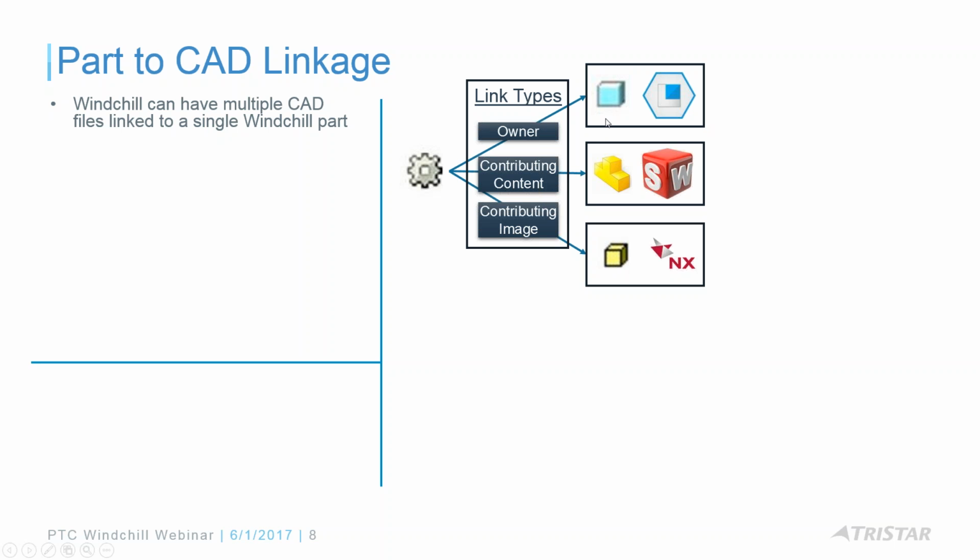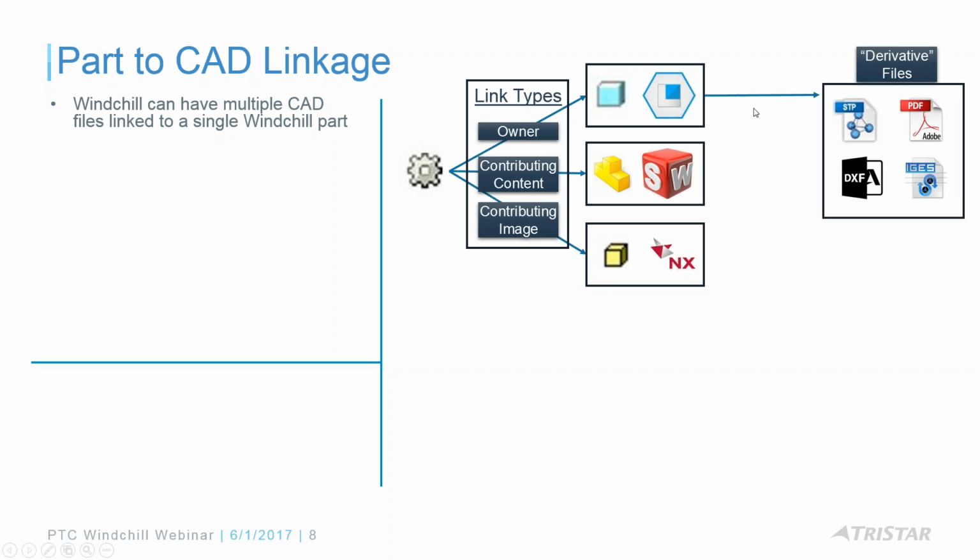I could just have one of these Windchill parts and the same part numbers from different CAD systems. There are various link types between these parts, so something has to be the master or the owner. The other ones are just going to be the contributing content. And Windchill can then create these derivative files from the CAD, such as PDF of a drawing, DXF, STEP files, IGES files. Those will be coming from the CAD, but they will also be representing that Windchill part.